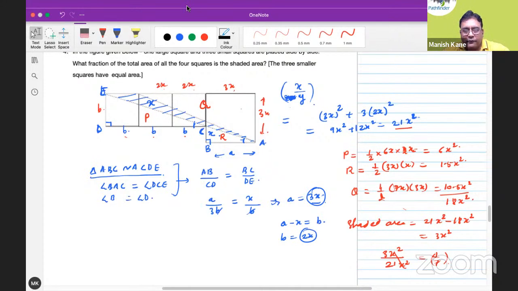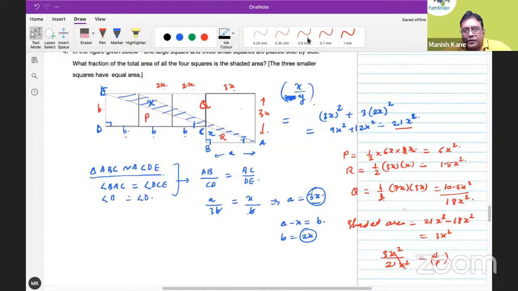And if you are viewing this for the first time, this is exactly the same level as a CAT level question of geometry, because all these questions rely on very basic properties, very basic principles, and yet you have to think if you have to solve these questions correctly.